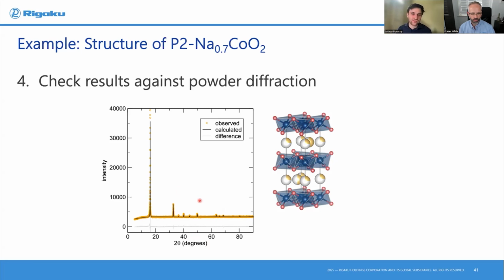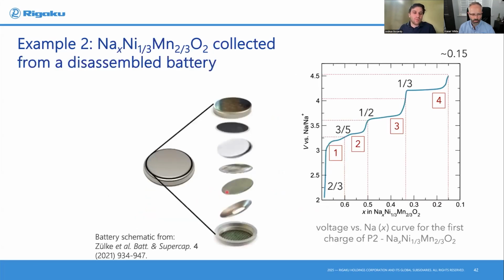Right, and in this case, we get a nice fit to lab XRD with this structure. All right, we have a little more, let's say, potentially realistic example: now to look at the sodium nickel manganese oxide battery cathode.